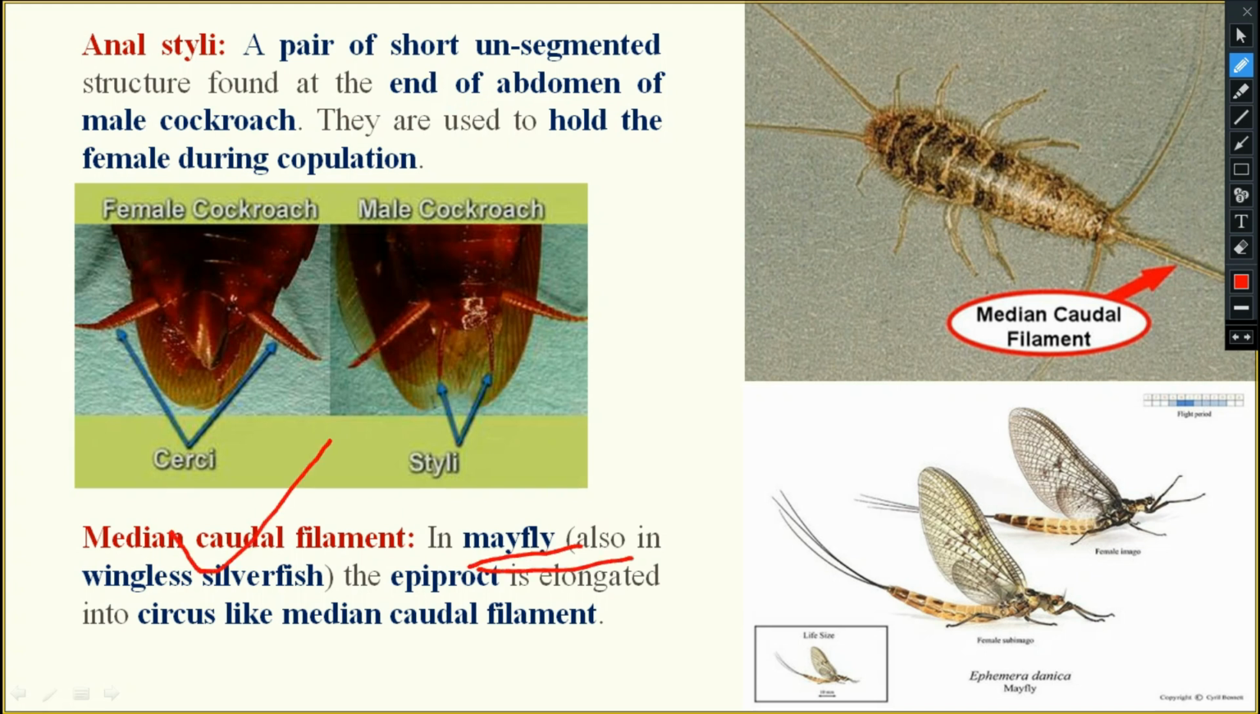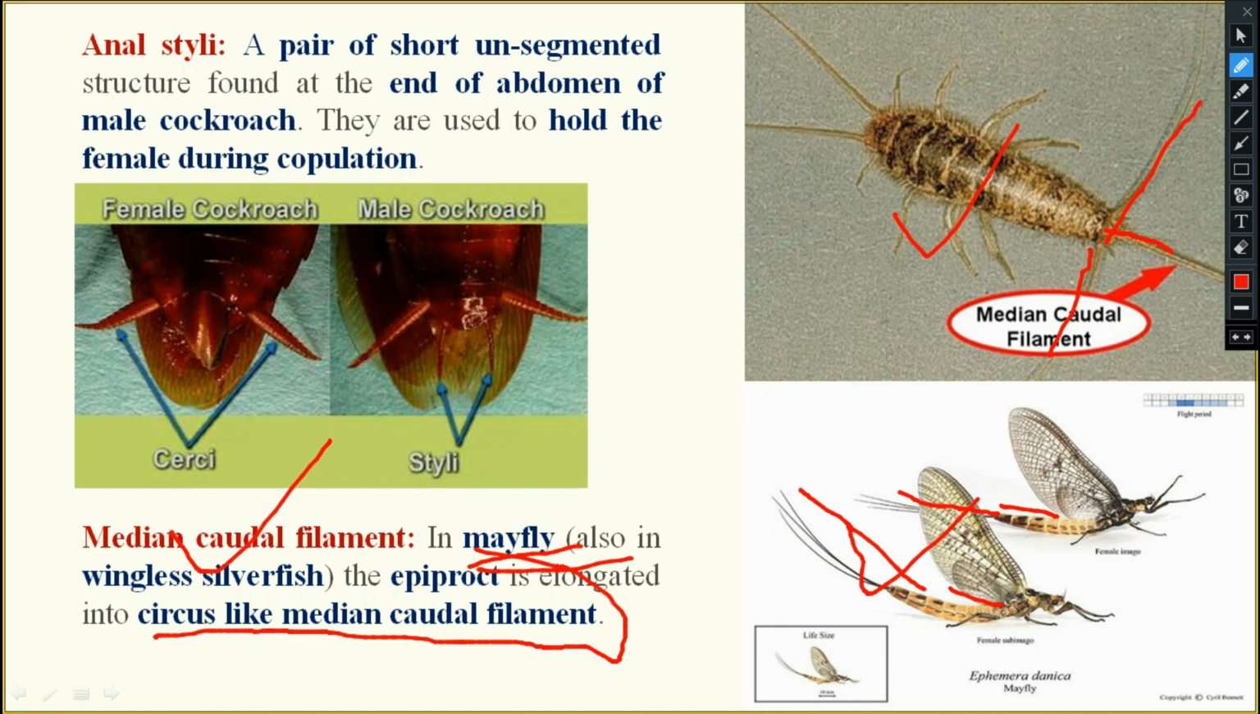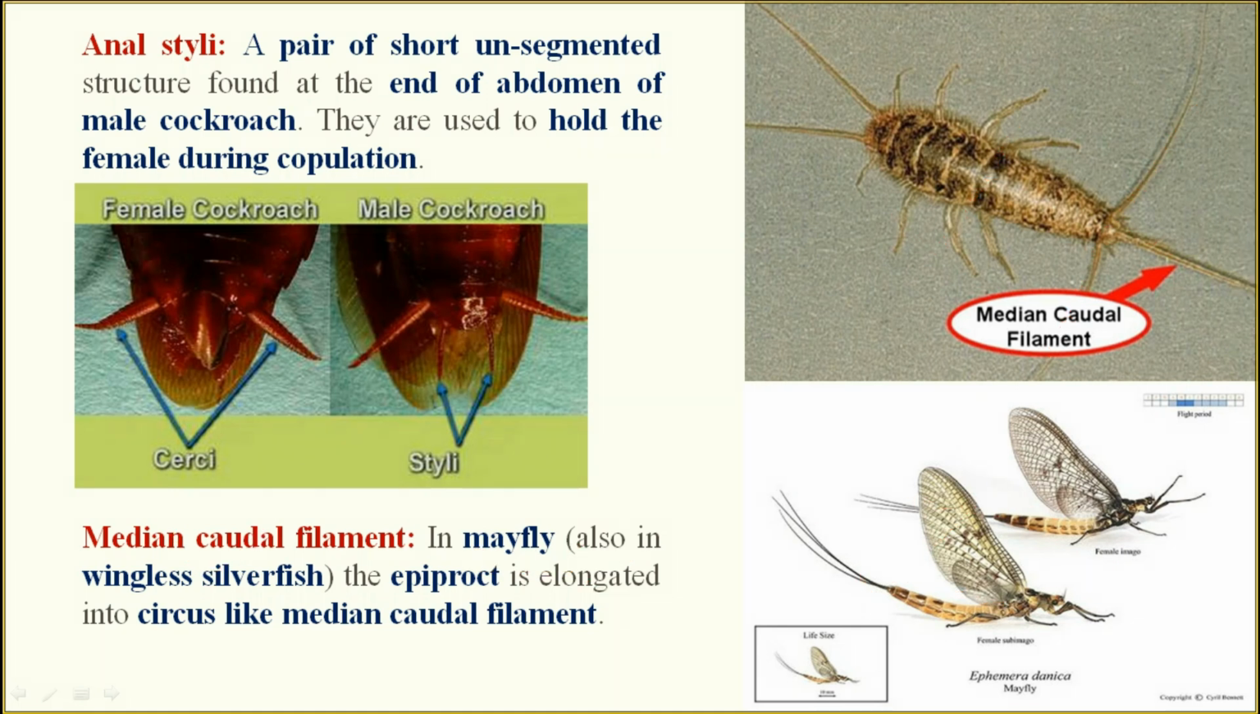In case of mayfly and wingless silverfish, the epiproct is elongated into a cercus-like median caudal filament. Cerci is there. Apart from that, the epiproct is extended. That is known as median caudal filament. In case of mayfly also, you see, there will be a median caudal filament. This is your silverfish. This is your mayfly. You see in this structure, three things are there. These two are your cerci.